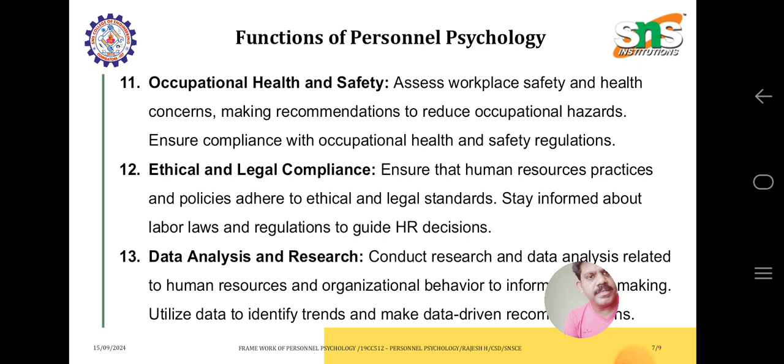Data analysis and research is also part of personnel psychology. They conduct research and data analysis related to human resources and organizational behavior, and how the data can be utilized in such a way, like data-driven recommendations and a data-driven decision support system, and how it can be helpful to the organization.